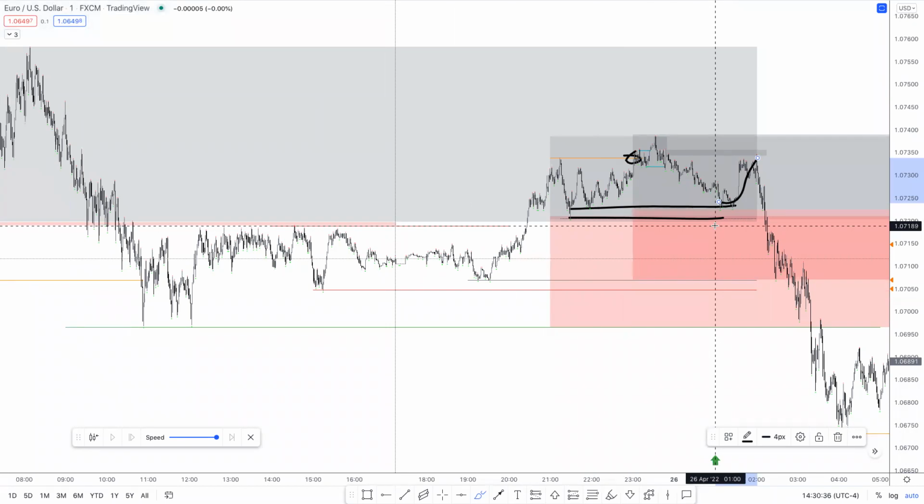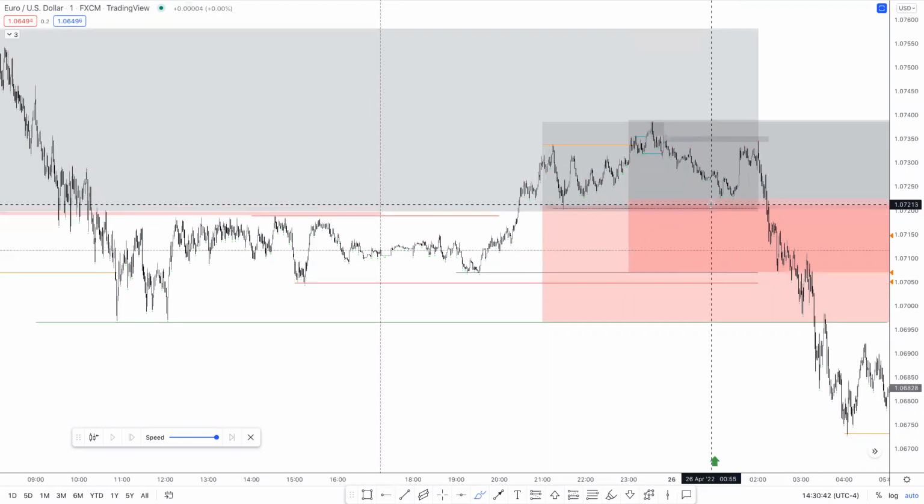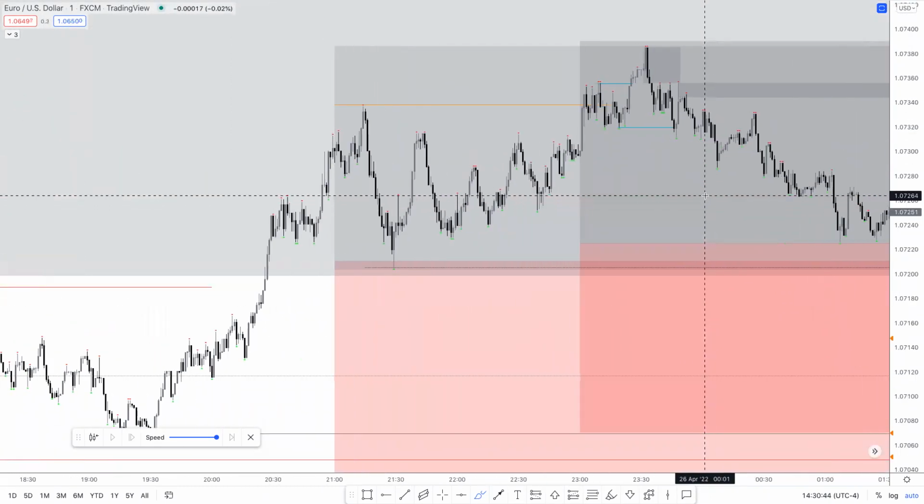Does that make sense? I'm just really trying to break down the market fractally here. It does take a long time to really start seeing it. That makes sense. Okay, cool.